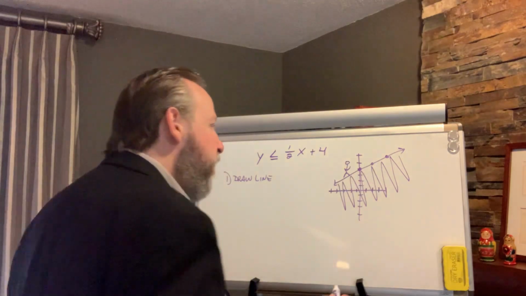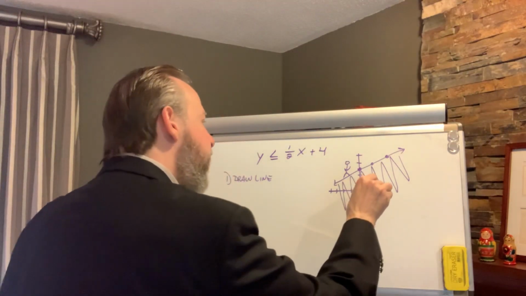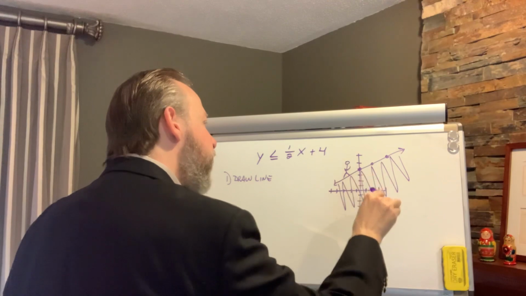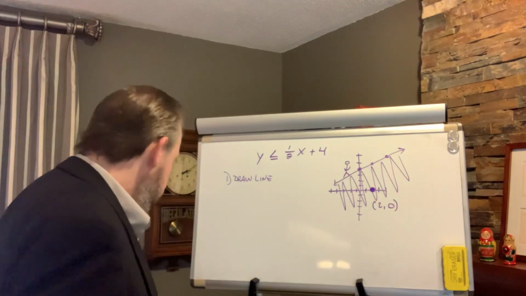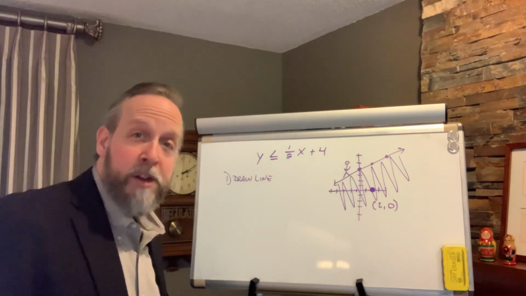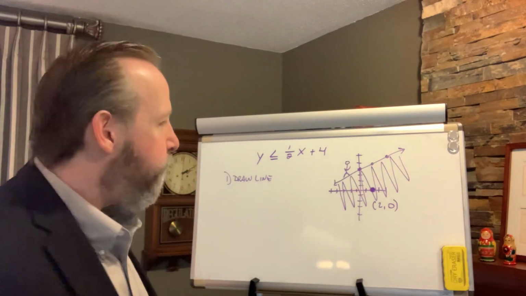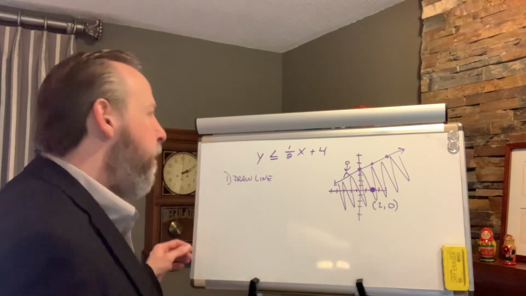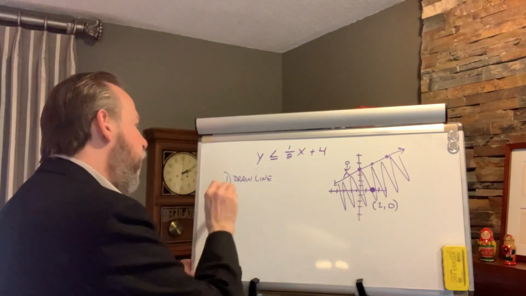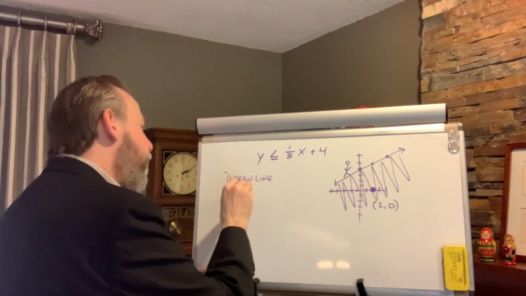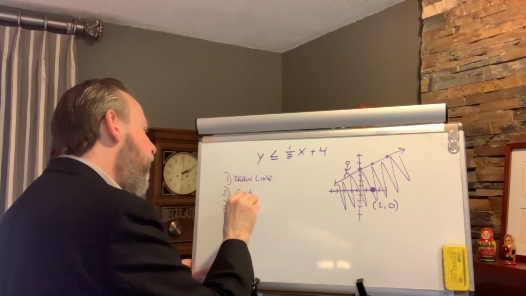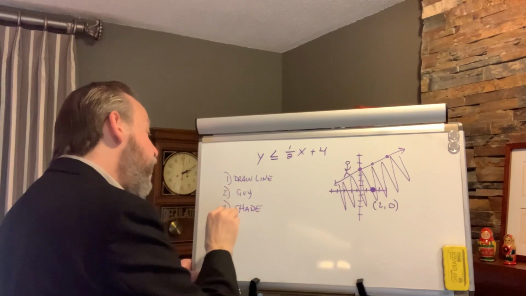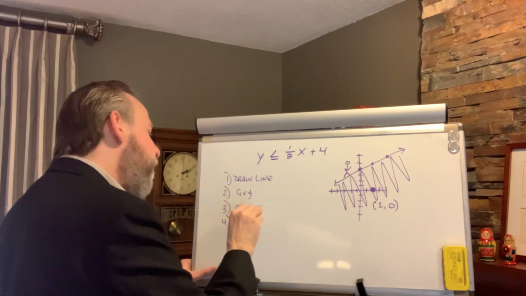Well, let's test one. Let's pick an easy coordinate. How about this one right here? It's in the shaded region. It's the coordinate 2, 0. I think, if I'm right about my shading, this will also help us tell if we're wrong about the shaded area. I think it's going to work. So I'm going to plug it in. All right, so we had draw a line, put the guy on there and shade. The fourth step is to check, which is what we're about to do.